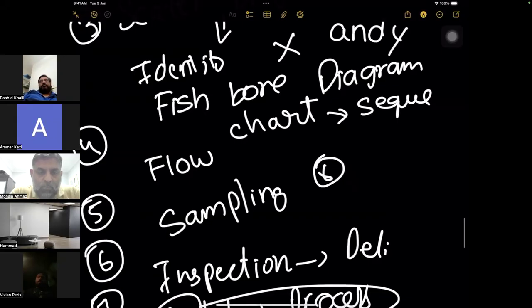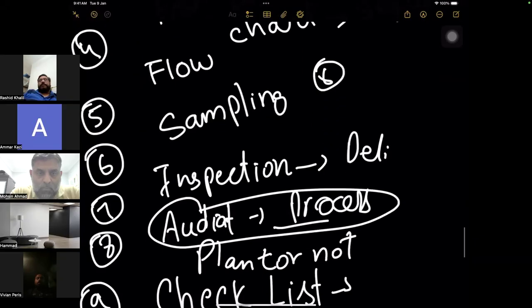We missed data and survey sheet here. Surveys are used to collect data from large groups of people. When we want to collect data from many people, we use surveys. Okay, we did not write it there.